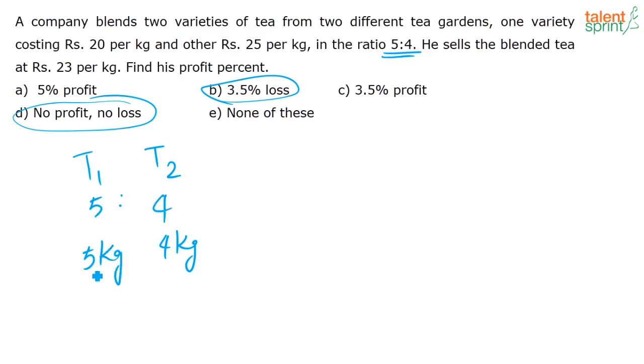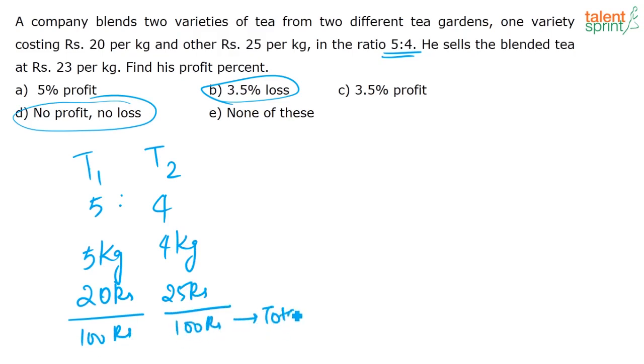Now, what is the price of this T1? T1 variety is costing 20 rupees per kg. T2 variety is costing 25 rupees per kg. So, totally how much am I spending? 1 kg is costing 20 rupees, so T1 will cost 20 into 5, or 100 rupees. How much will T2 cost? 25 into 4, or 100 rupees. So what is my total cost price? The total amount that I spend on T1 and T2 is 100 plus 100, or 200 rupees. I am spending 200 rupees.